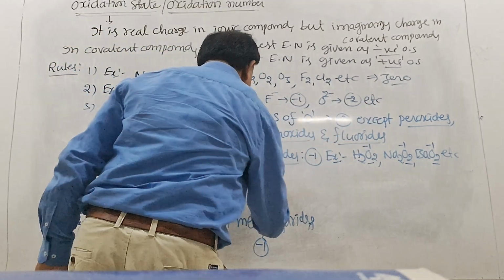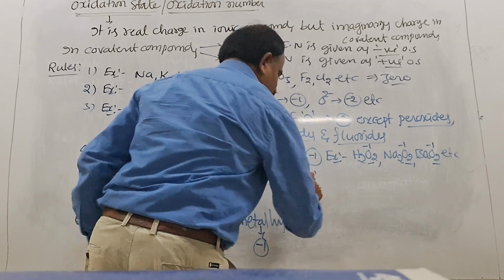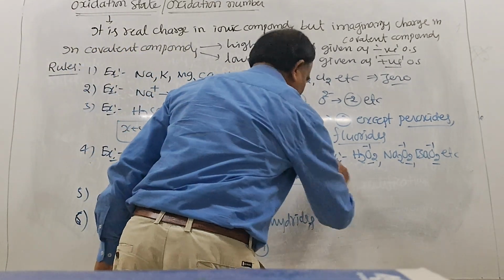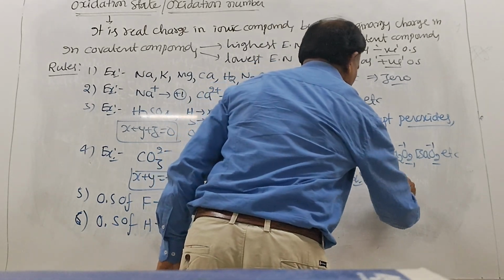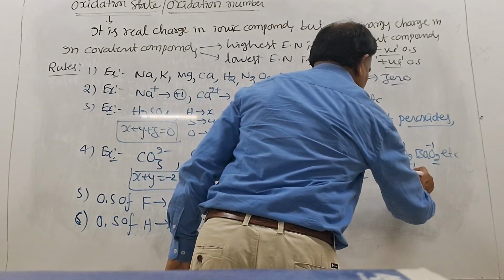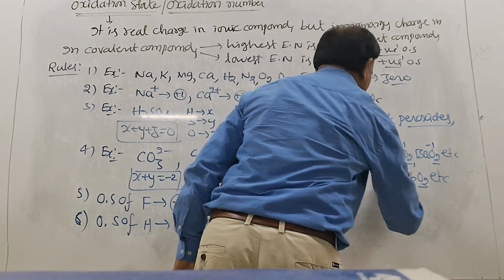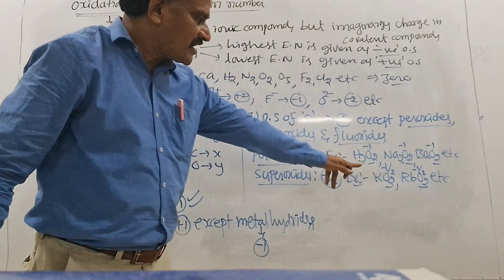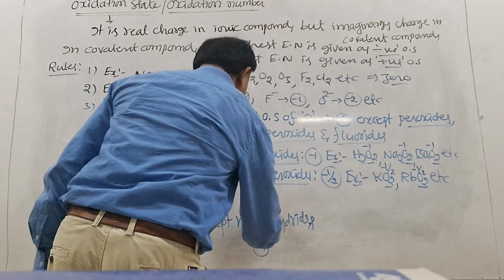Next, go for the superoxides. In superoxides, oxidation state of oxygen is -1/2. For example, take potassium superoxide KO2, rubidium superoxide RbO2. In this case, oxidation state of oxygen is always -1/2. A superoxide means oxidation state of oxygen is -1/2. Okay, and coming to fluorides.